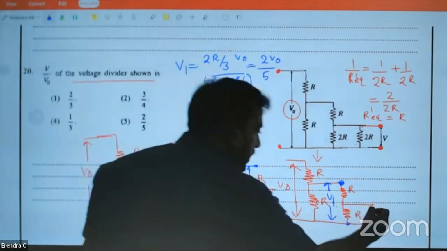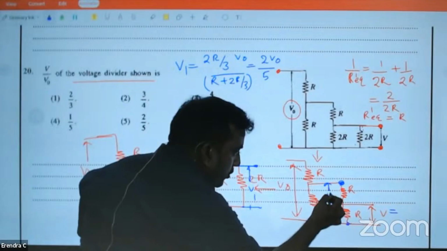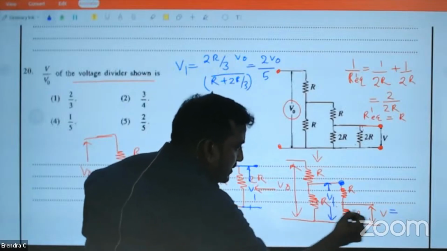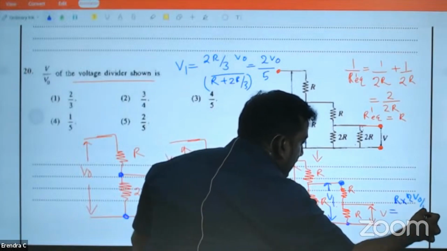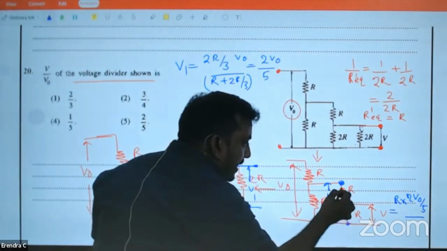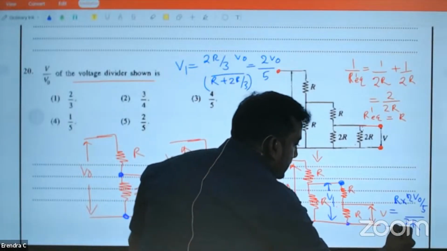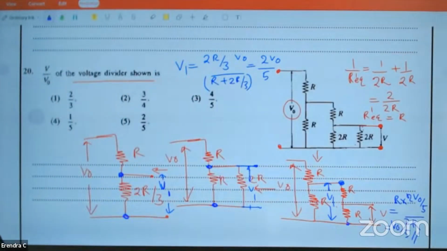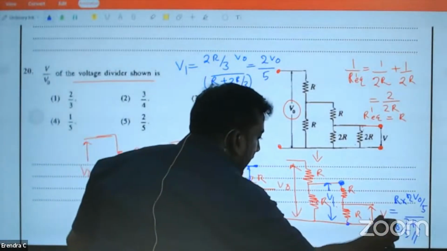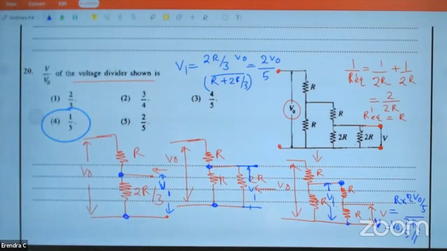How do you find this voltage? Just like the early one. Resistor into total voltage in the branch. R times V1. V1 is 2V0 divided by 5. Divide by the addition, which is 2R. R and R cancel off, 2 cancel off. V naught divided by 5. V is equal to V naught divided by 5. So V over V naught is 1 over 5. Answer number 4.